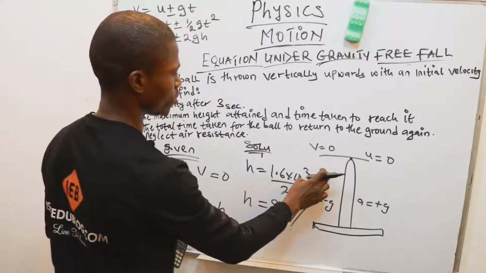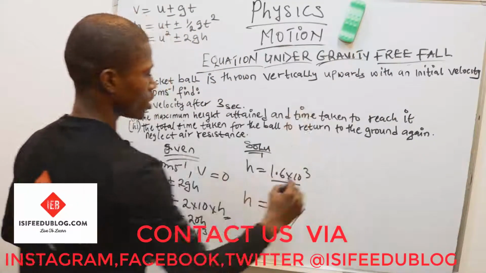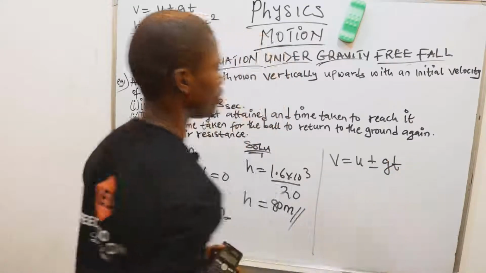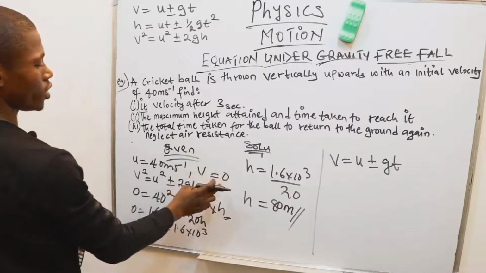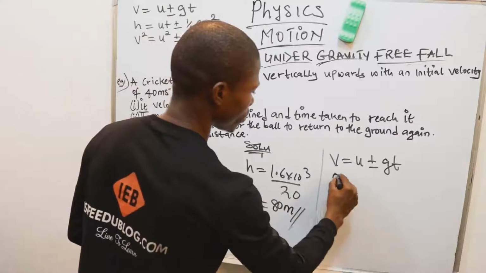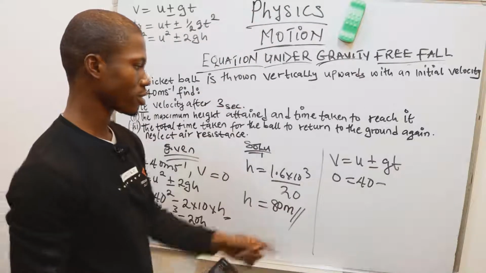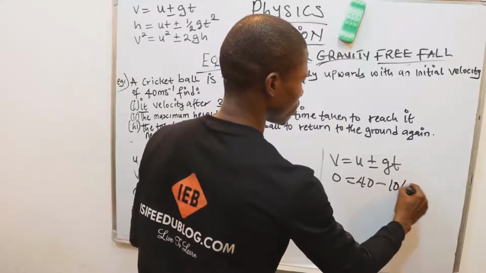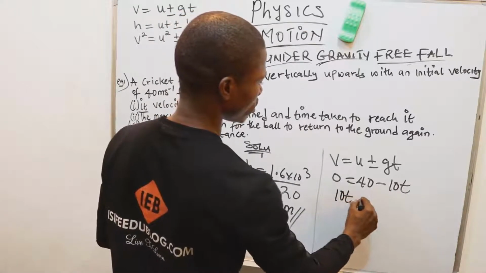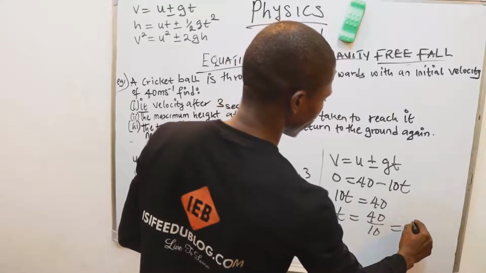Let me wipe this board now. The first equation says that v is equal to u plus or minus gt. Our v is 0, and our initial velocity u is 40. So 0 is equal to 40 minus, because it is going up. We want to know the time in which we get to our maximum height. Minus our g, which is 10, times our time t. Let's solve. Making it the subject of the formula, 10t is equal to 40, and our time t is equal to 40 over 10, which gives us 4 seconds.